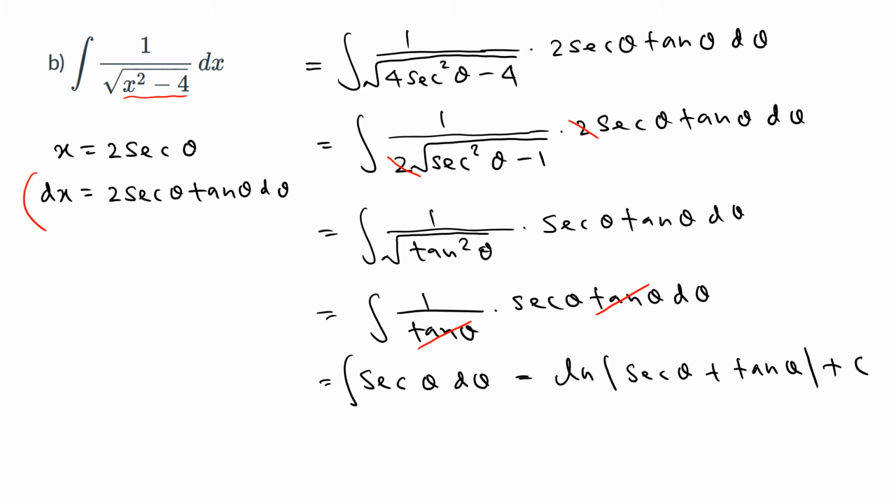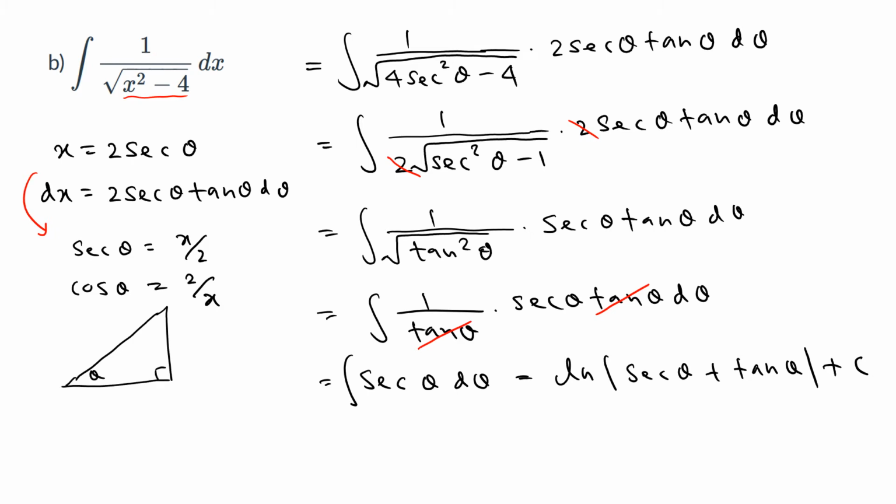So this says that secant theta is x over 2. So in other words, cosine theta is 2 over x, if that is easier for you. Let's draw the triangle.